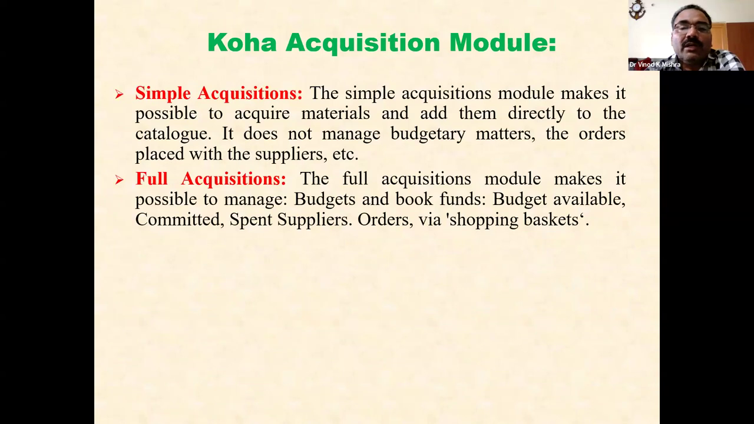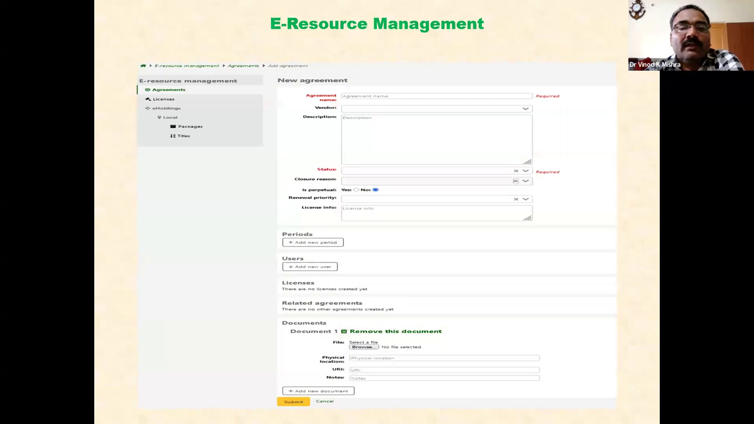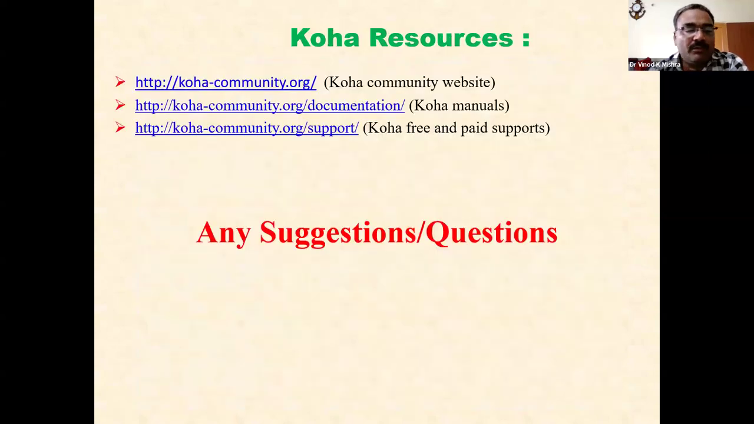There is simple acquisition and full acquisition, both. If you want to perform simple acquisition, you can do it. Full acquisition, the entire acquisition process, you can do with Koha, like your budget management, like dividing budgets department-wise. Many central libraries of universities are performing this kind of task. They have multi-location, multi-branch libraries, so all those features are there. And this is the interface of the new ERM, e-resource management. Now I will demonstrate that.